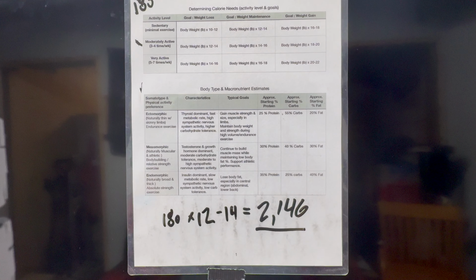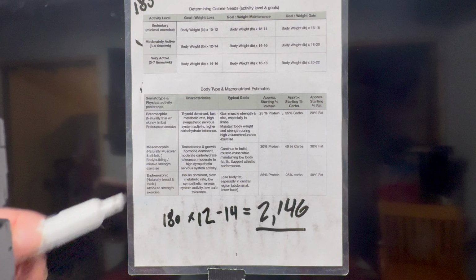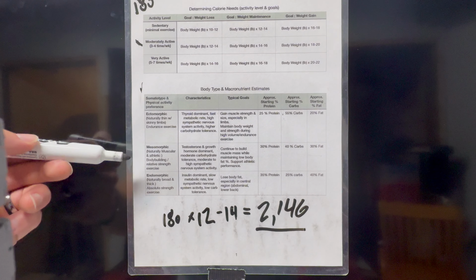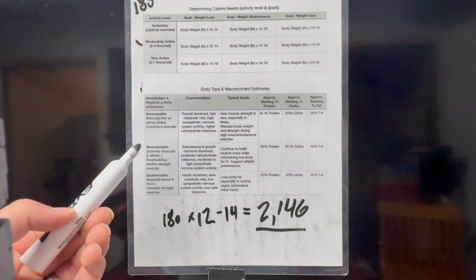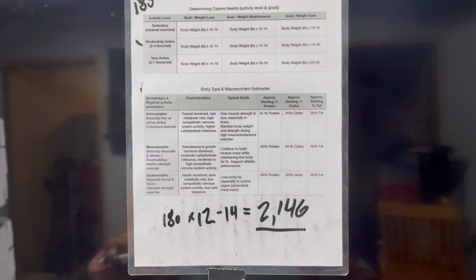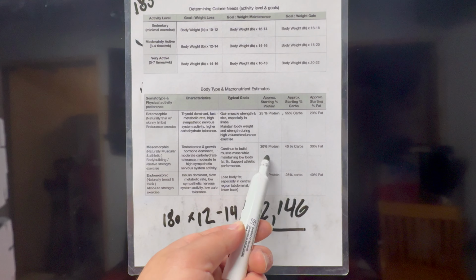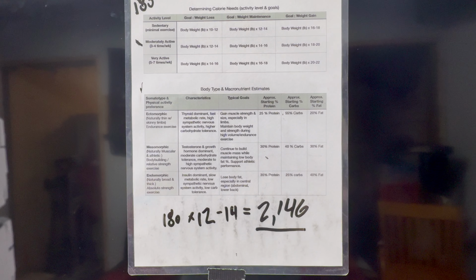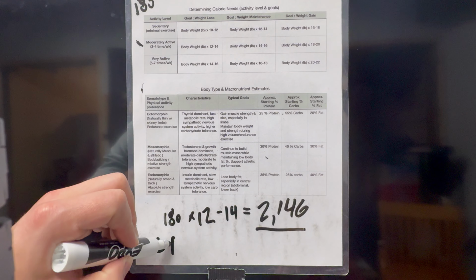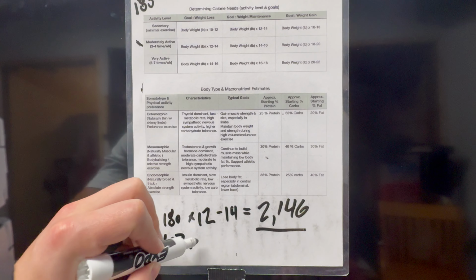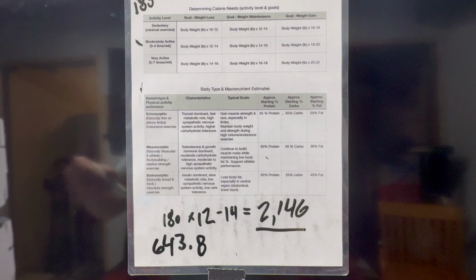Now the question is, how do I figure out my protein, carbs, and fats? What we wanna do is we go down here, I'm gonna put myself as mesomorphic. I'm relatively leaner, naturally muscular and athletic, so I'm just gonna go ahead and do my stuff based on that. So what I'm gonna do is I'm gonna take 2,146 and I'm gonna times it by 0.3 to get 30% as protein. Now that's gonna give me 643.8. Okay, now what the heck is that?